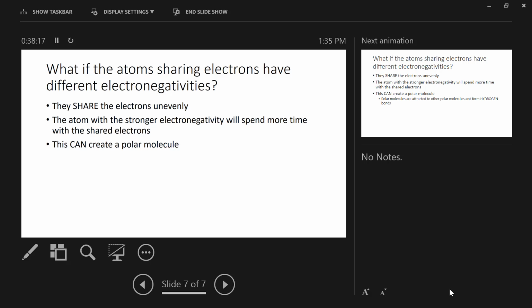Now, this situation can create a polar molecule. It doesn't always create a polar molecule. It will always create a polar bond, but it will not always create a polar molecule. But this can create a polar molecule. And so what do you think of when you hear the word polar? Cold, polar bear. Anybody think North Pole, South Pole? Joe. I think 2 poles of a magnet. 2 poles of a magnet, right?